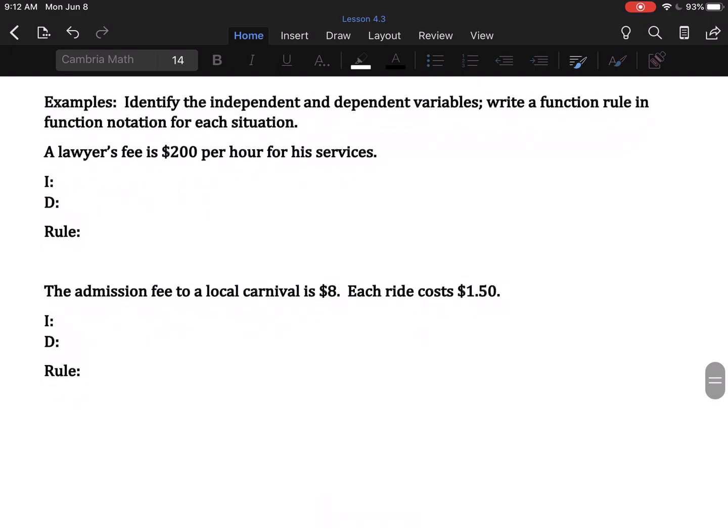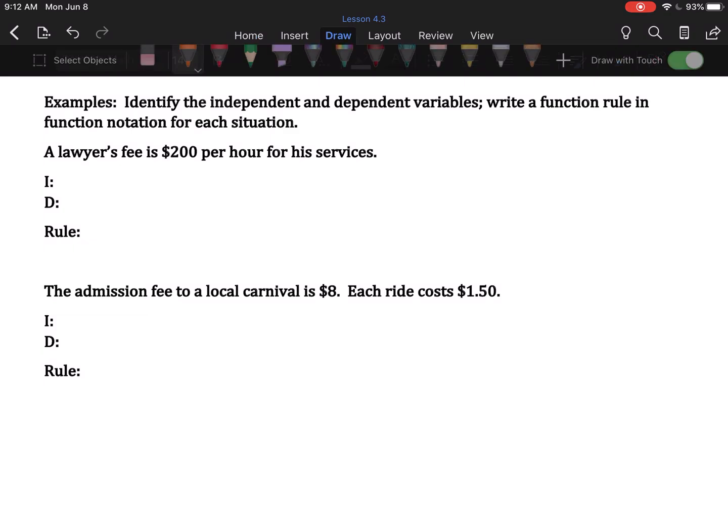Last thing I'll ask you to do is identify the independent and dependent variables and also write a function rule in function notation for each situation. So not only just telling me what's independent, what's dependent, but saying here's the relationship numerically.